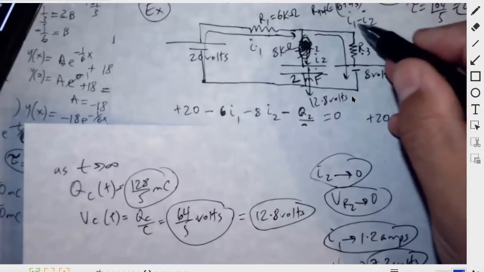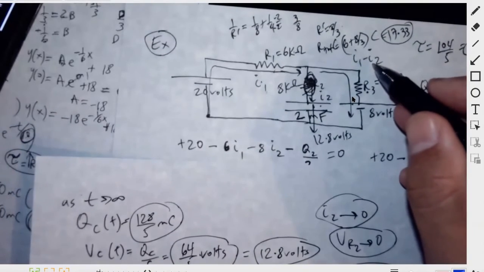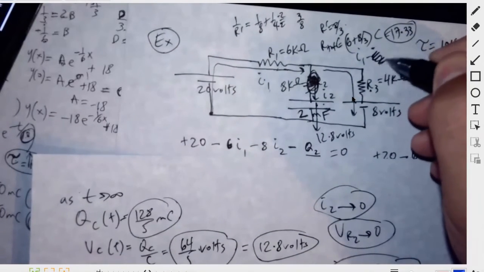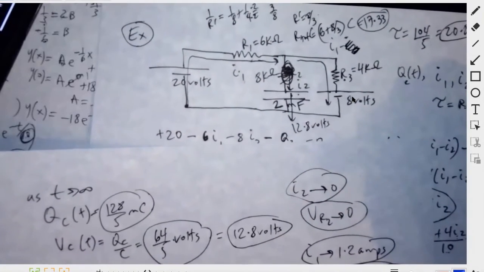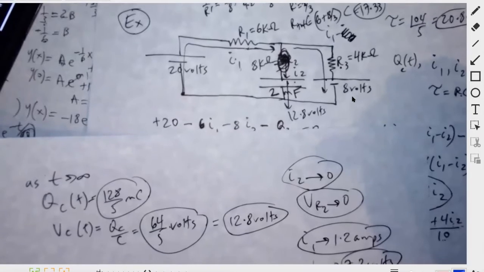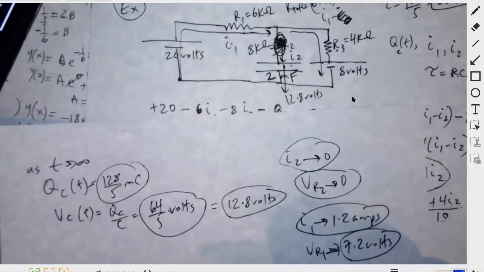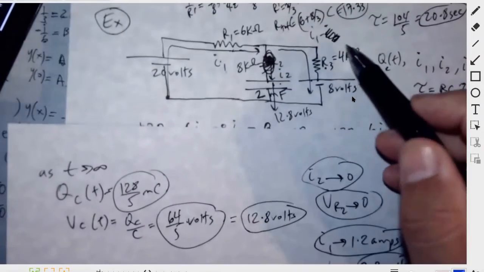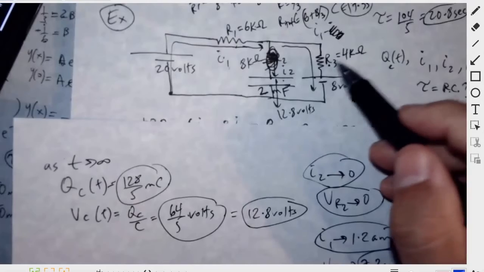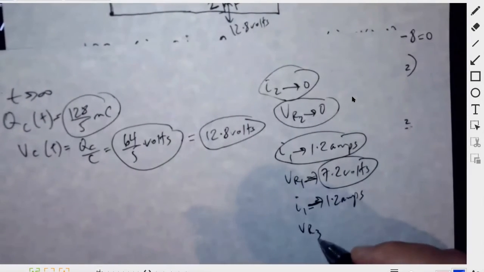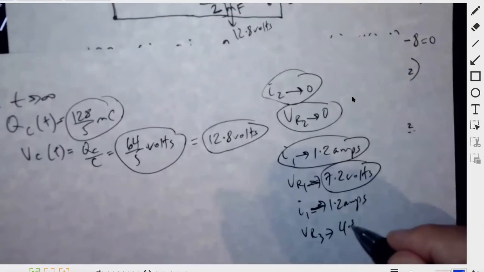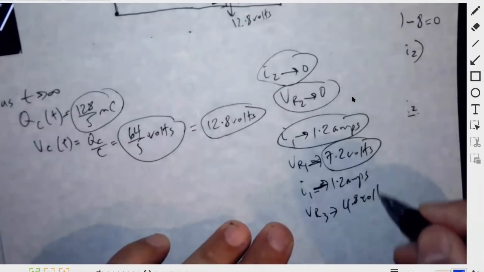Okay, then what's left is to do I1 minus I2. You see, if I2 is 0, then that's just I1. Right, so then I1 reaches what? Also reaches 1.2 amps. See, and then no, sorry, not I1. The I1 minus I2 reaches 1.2 amps, and then the voltage across that reaches what? 4 times that is 4.8 volts. So at the end, the circuit looks like this.